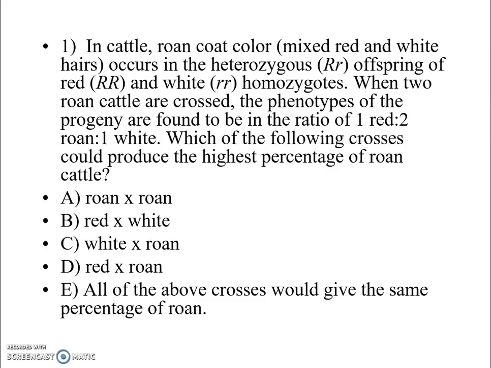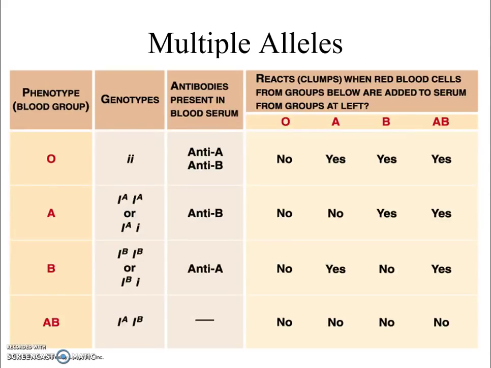Another example of codominance is the blood groups, which is also an example of multiple alleles. So not all the alleles are either dominant or recessive. Some traits have more than two alleles. For example, our blood groups have O, A, B. These are the three alleles, and then we have the codominant allele, which is AB. We will talk more about this in our next lecture when we talk about the blood groups and multiple alleles.